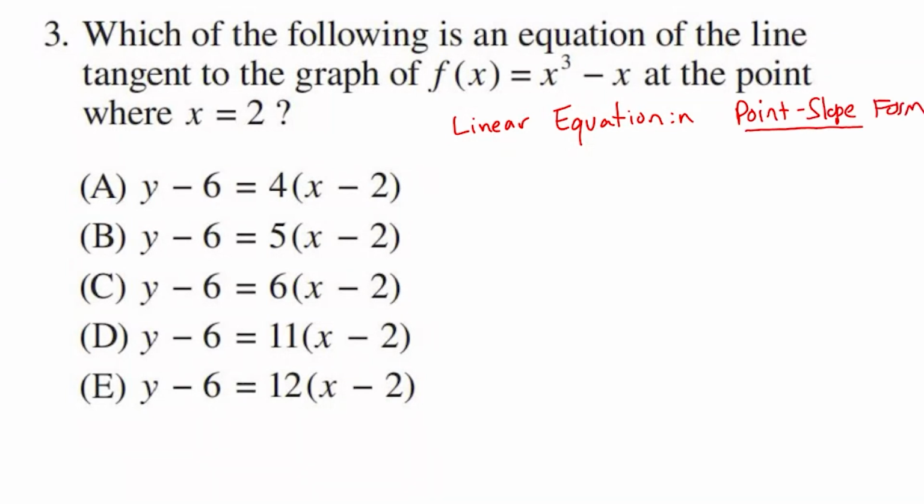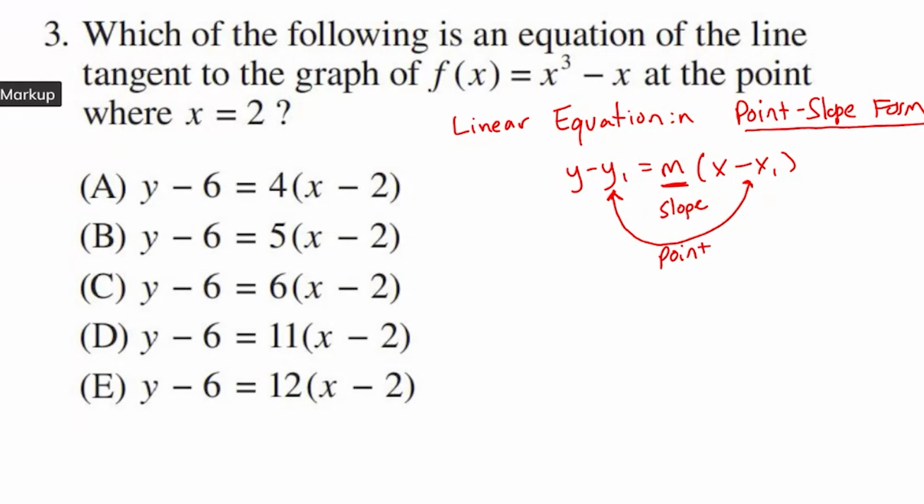Just as a little reminder of point-slope form, that's y minus y1 equals m times x minus x1, where m is the slope, and then the x1, y1 is the point. So to approach these tangent line problems, you need to find both the slope and the point. If you look at all the answer choices, they're all set up in the same way, in this point-slope form. And so let's start with how we're going to find the point, how we're going to find the slope.